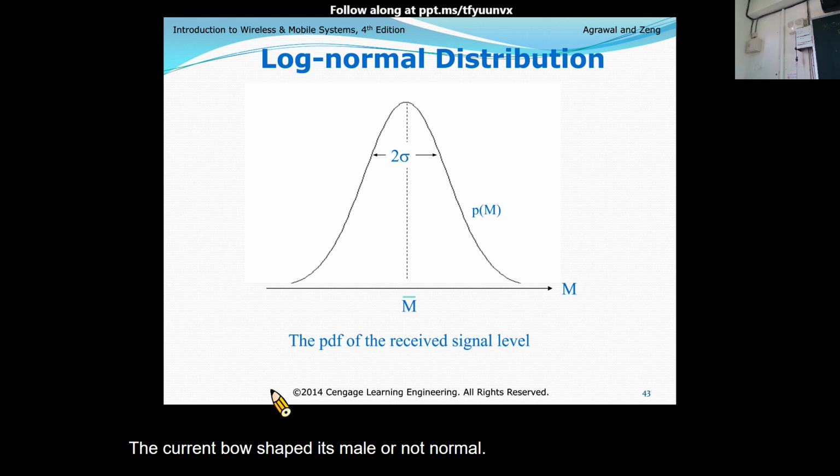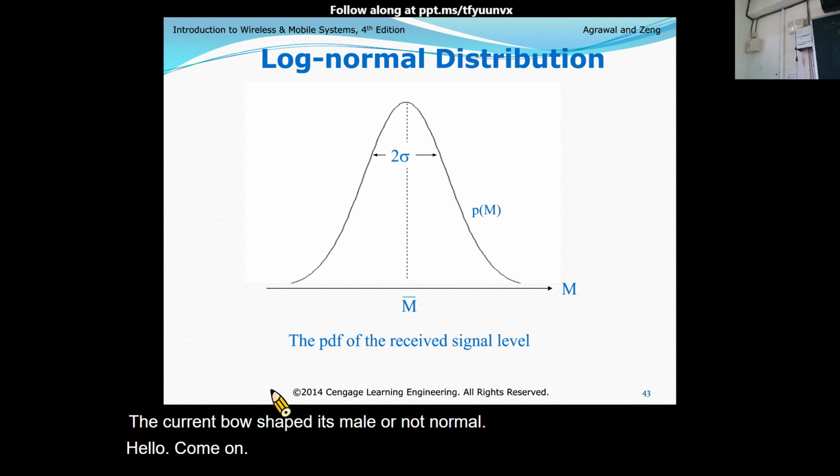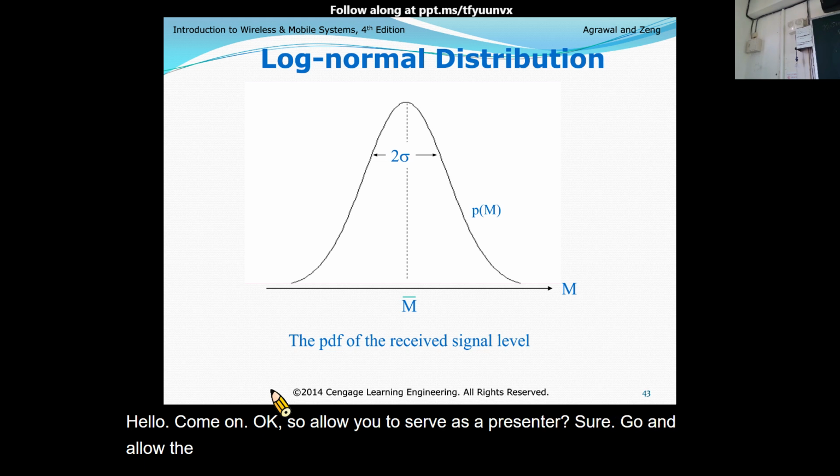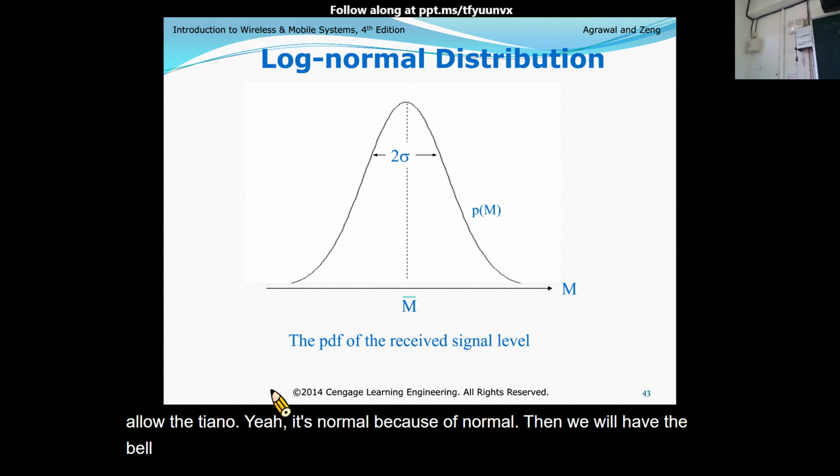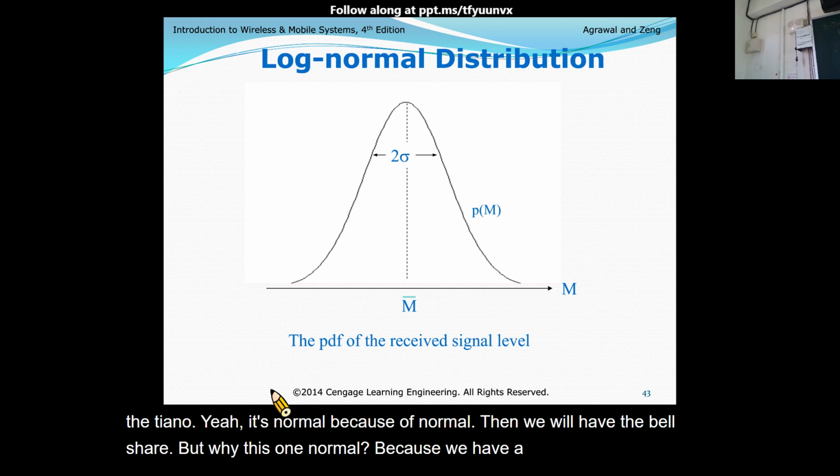Normal, correct. Okay, I allow you to serve as a presenter. Sure, go, and let the TA know. Yeah, it's normal, because of normal, then we will have the bell shape. But why is this one normal? Because we have signal level, but in dB.